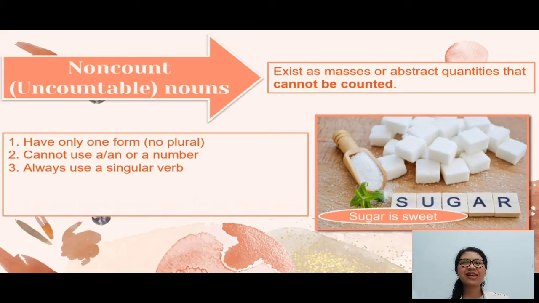And the next is with uncountable nouns, we always use a singular verb because there is no plural verb. For example, like sugar. As we know, sugar is an uncountable noun. So if we want to give a sentence about sugar, like sugar is sweet, we just use a singular verb. In the sentence sugar is sweet, the is means a singular verb, yeah.